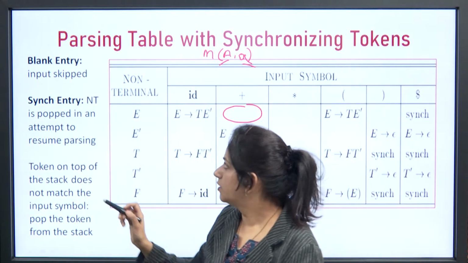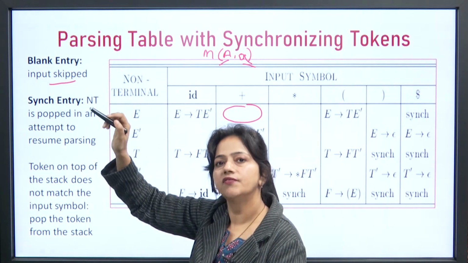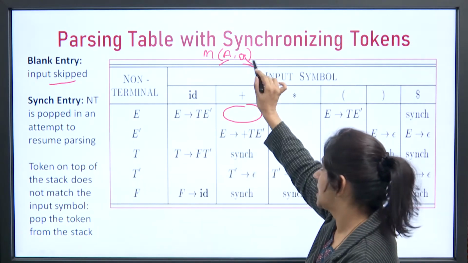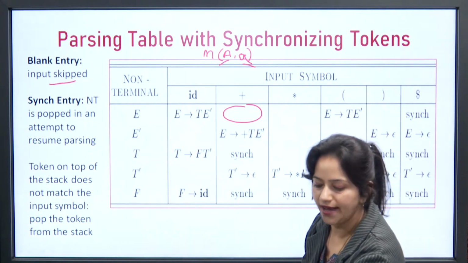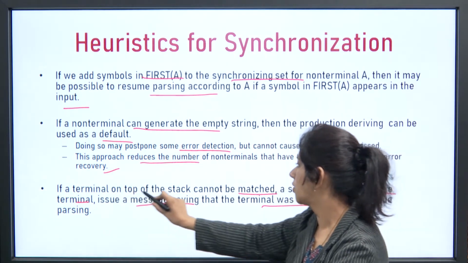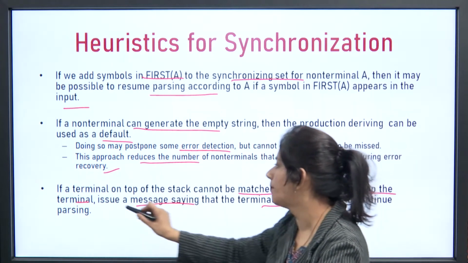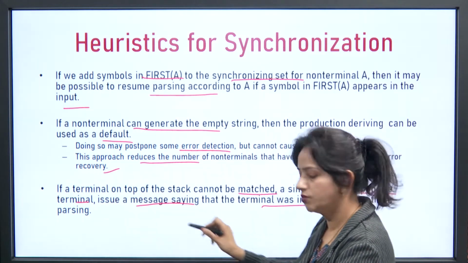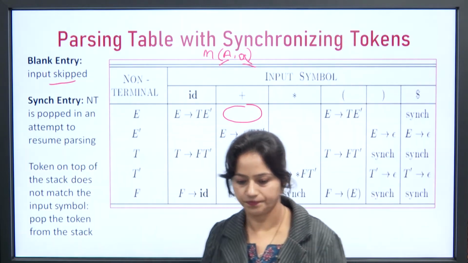So, what will we do? The input symbol that we are scanning will be skipped, meaning this a will be skipped in that particular case. We can treat it as an extra input, as we discussed. It means that the non-terminal on the top of the stack cannot be matched. A simple idea is to pop the terminal and issue a message saying that the terminal was inserted.